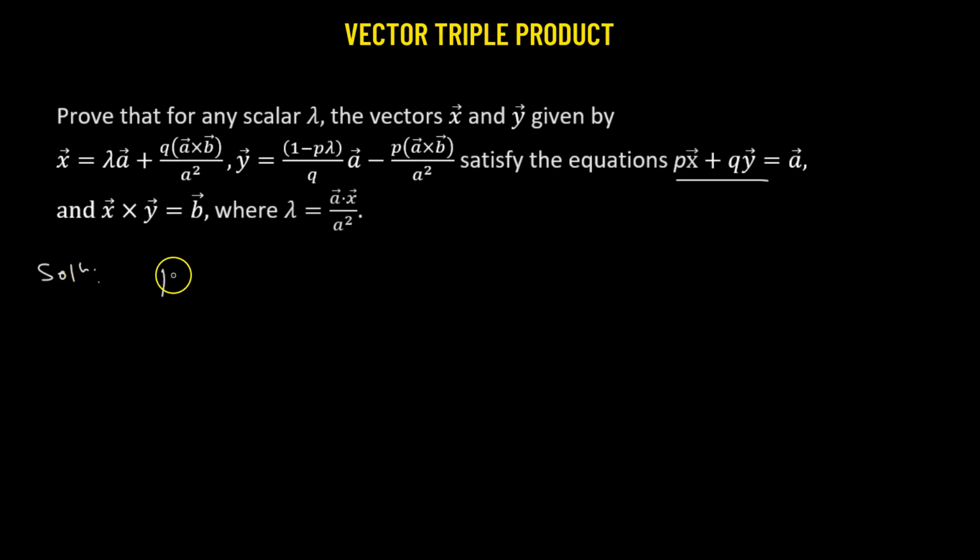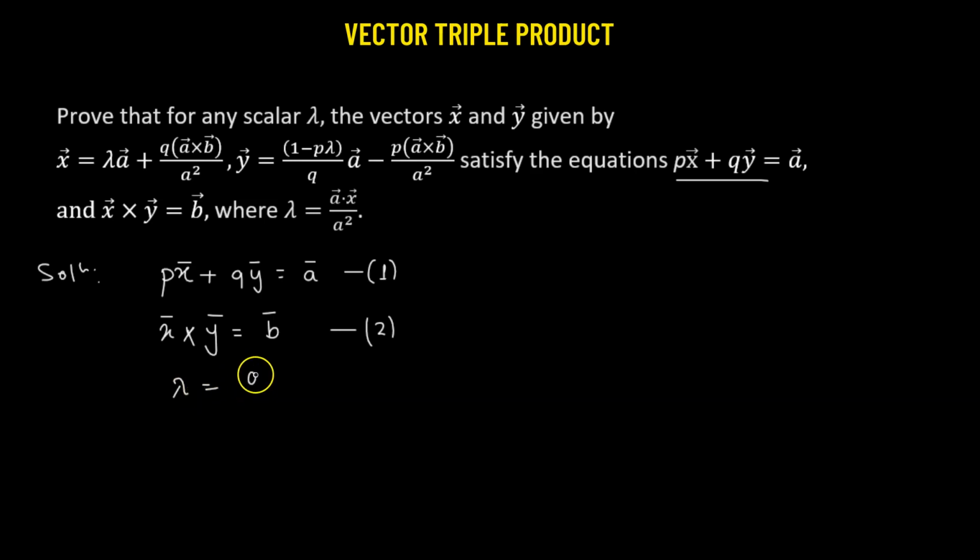We consider the equation p times x vector plus q times y vector equals a vector. Let's label this as equation number 1. Then we have x vector crossed with y vector equals the vector b. Let this be equation number 2. And we have the scalar lambda, which is a dotted with x divided by a squared. Let this be equation number 3. So let's start with equation number 1.